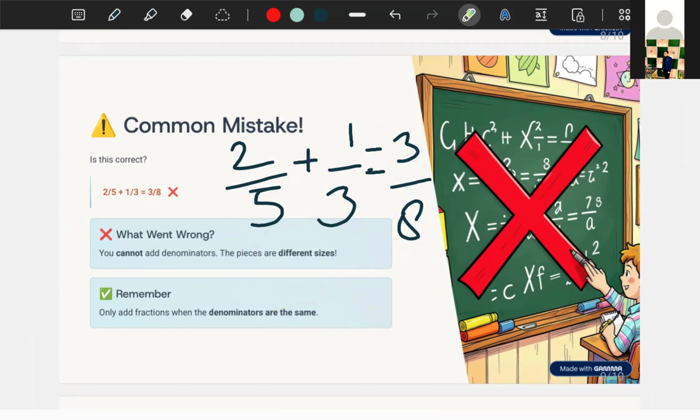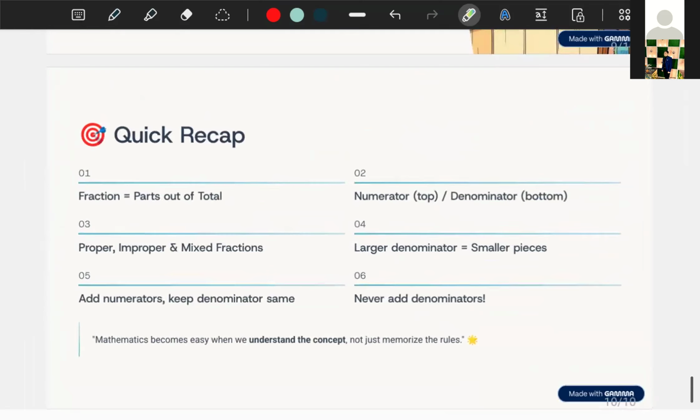Now, a quick recap of what we have learned today. First we talked about fractions. Fraction means parts out of total, out of the total equal pieces present. We can represent anything in terms of a fraction, in terms of pizza, chocolate, or a game. Anything in mathematics that is a part upon the total present, we represent in terms of a fraction.